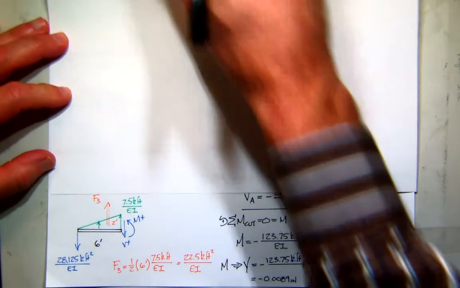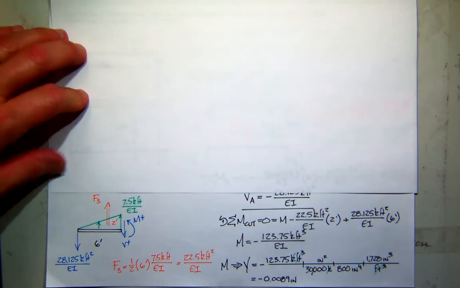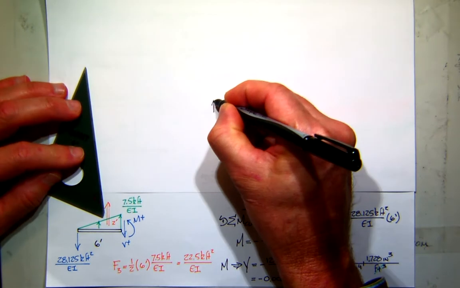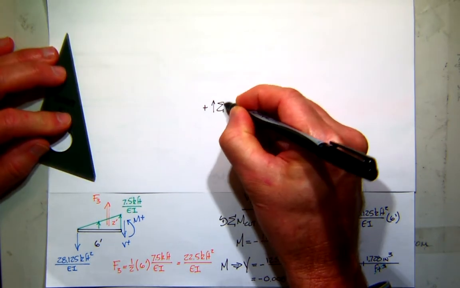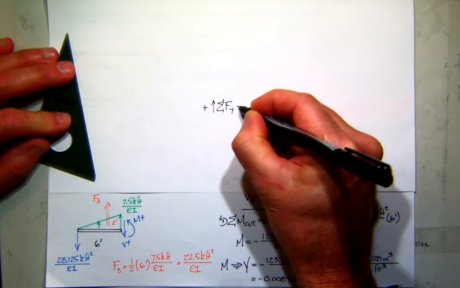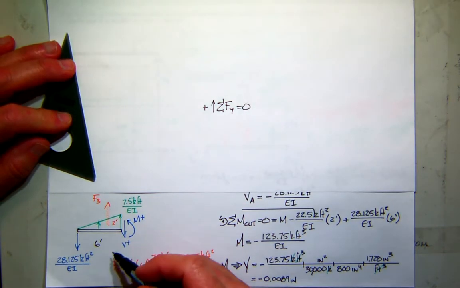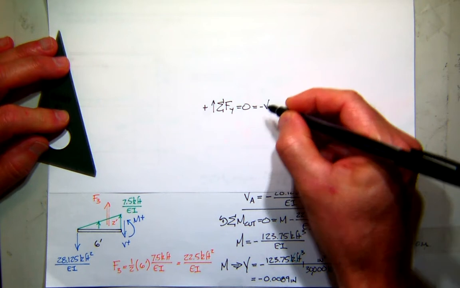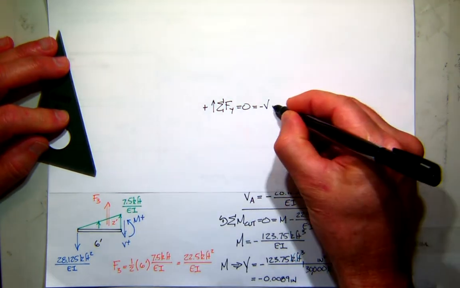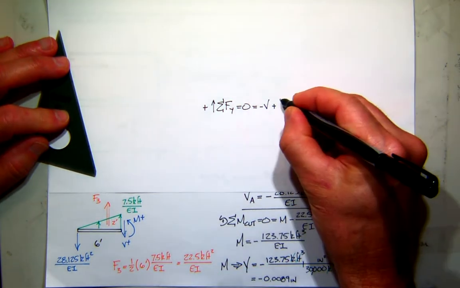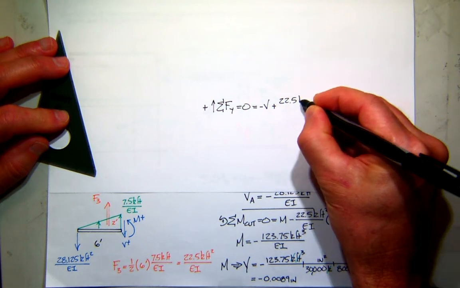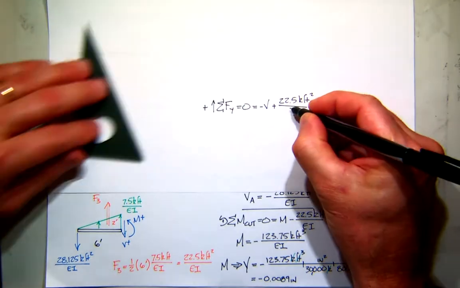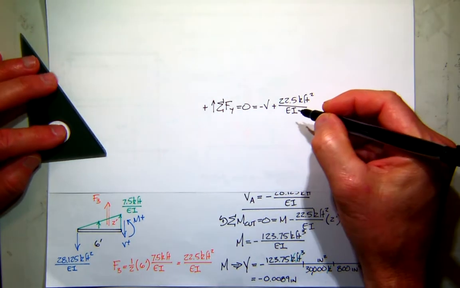So let's look at what the shear would be. I'll try to squeeze this in right here. If we sum forces in the y direction for our free body, what do we have? Well, the shear force is down. My F3 force is up, and F3 was this 22.5 kip feet squared over EI.